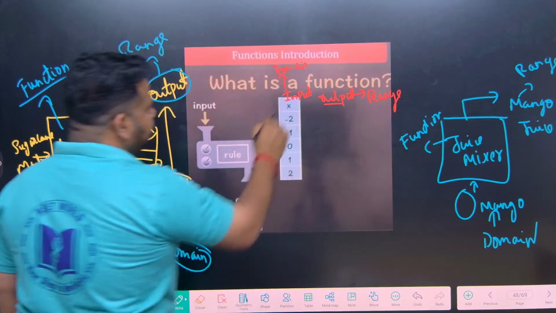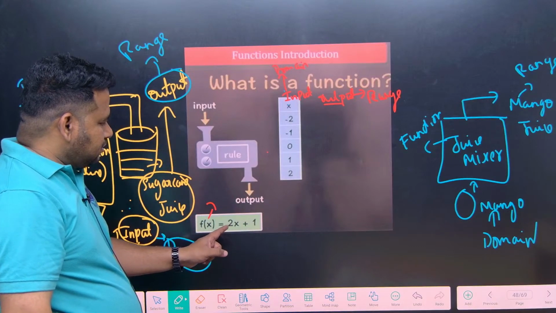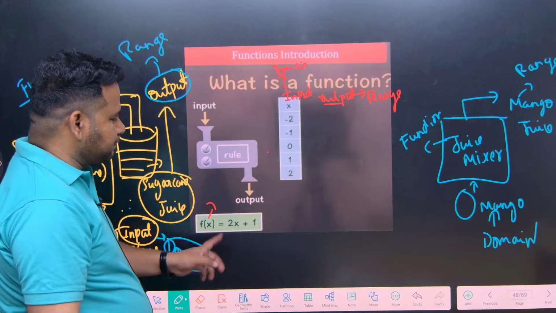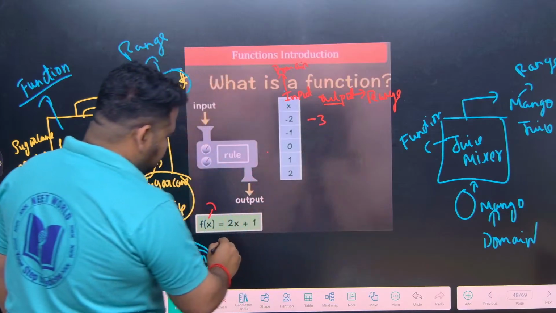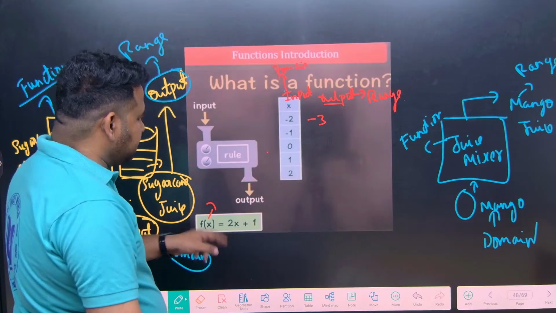Now observe carefully. When I put input as -2, what do I get? 2 into -2 is -4. -4 plus 1 is -3. So the output I get is -3.